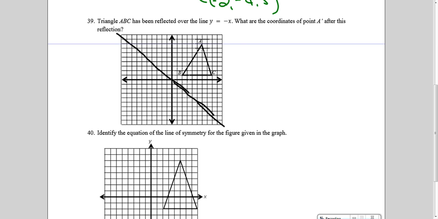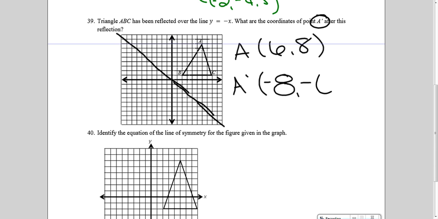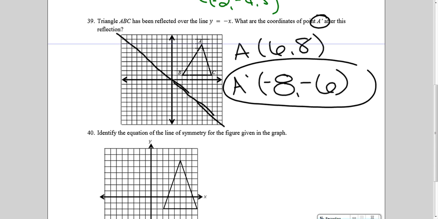All right. We're only looking for point A. So A is the point (6, 8). If I reflect that over the line y equals negative x, that means I flip them around and make them both negative. So A prime ends up at the point (-8, -6).